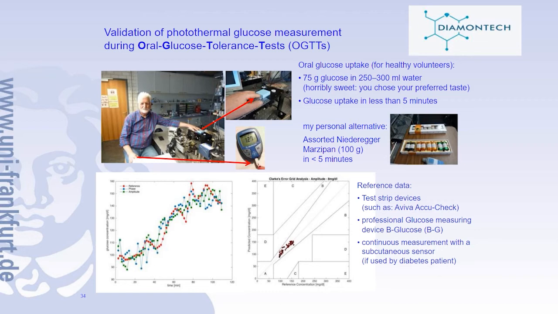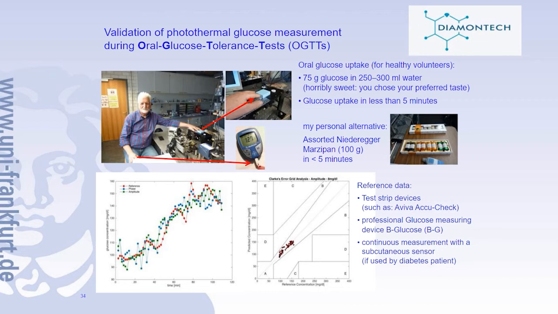The typical case would be that you have to swallow down 75 grams of glucose in 250 to 300 mils of water. I tell you, that's horribly sweet. There are some tastes for that, like strawberry or so. And the glucose uptake is in less than 5 minutes. Because I don't like this modification of my glucose, my personal alternative is I have to eat about 100 grams of assorted Niederegger marzipan in less than 5 minutes. You see that here. That's my 5 minutes portion to modify my blood glucose.